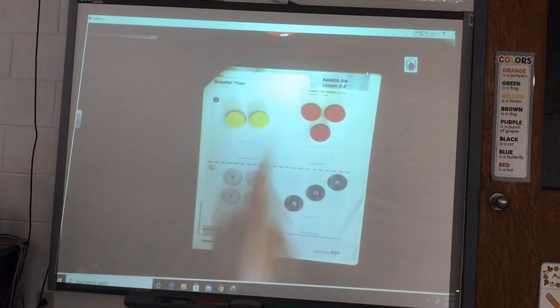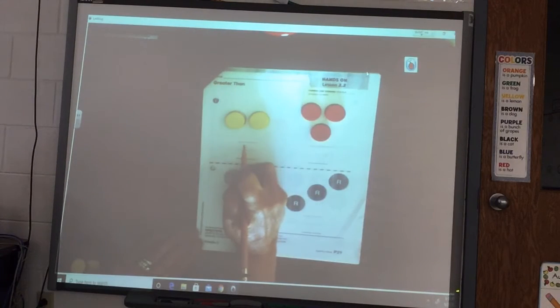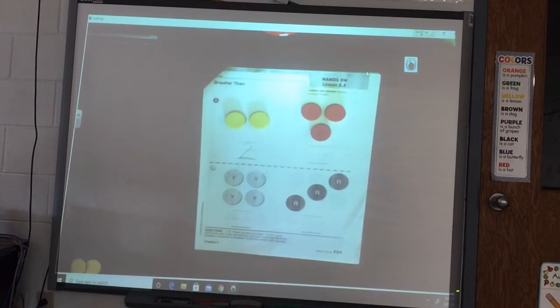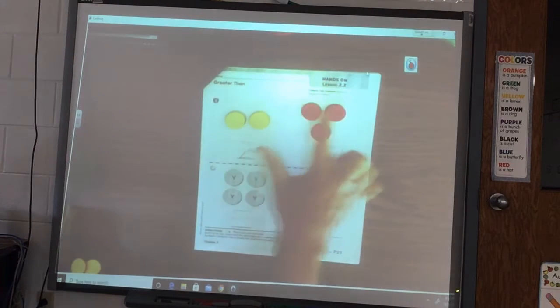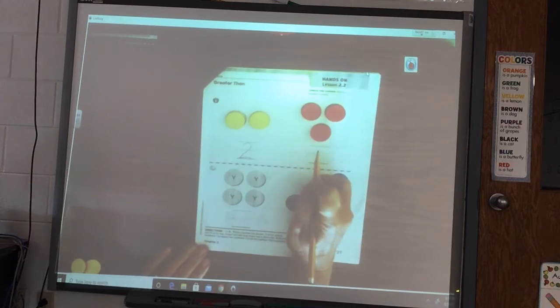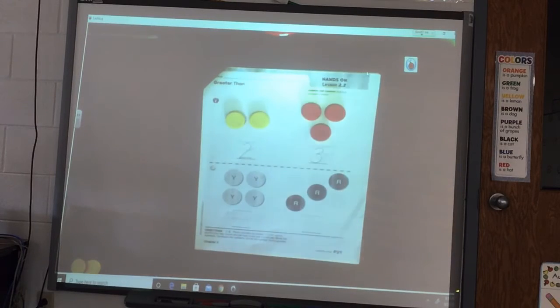1, 2, and we're gonna write a 2, around and back on the railroad track. 2, 2, 2. We're gonna touch and count our red ones. 1, 2, 3, and we're gonna write the number 3. Around a tree, around a tree. That's the way to make a 3.